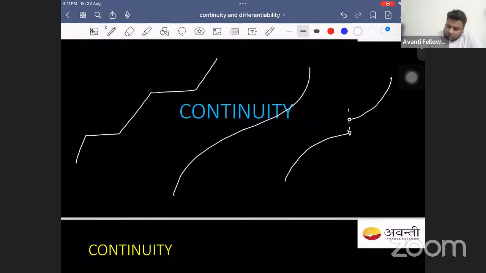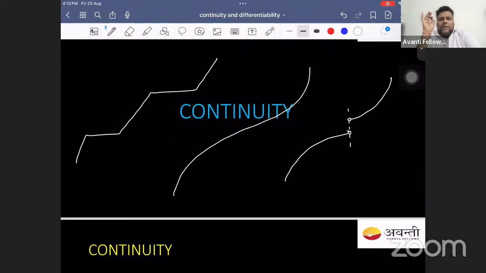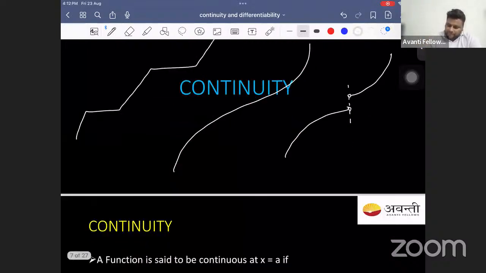The function is not continuous. So in a very basic simple meaning, continuity of a function is that while drawing the function, it should be continuous. You should not be lifting your pen while drawing that function.